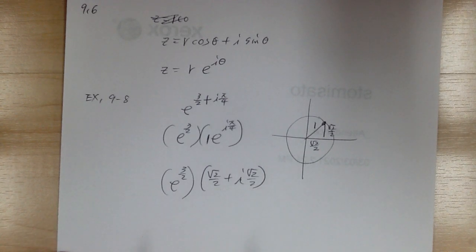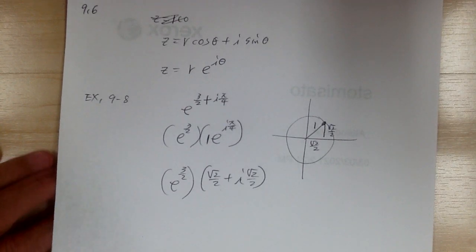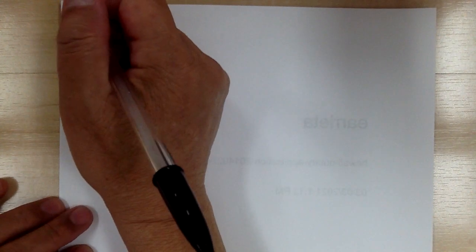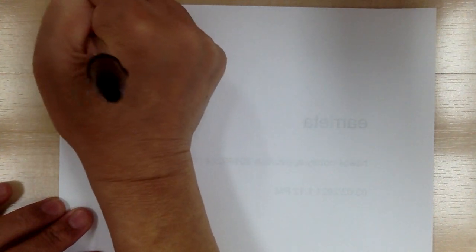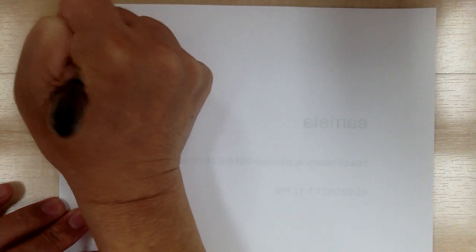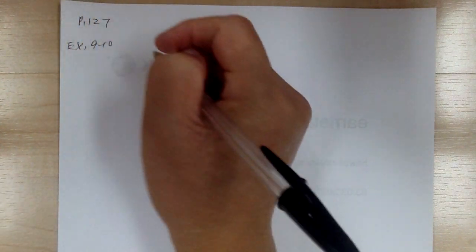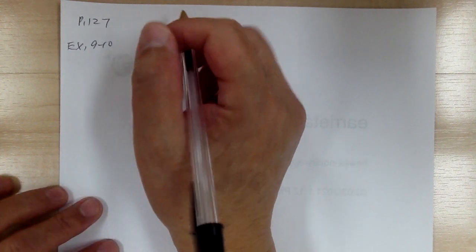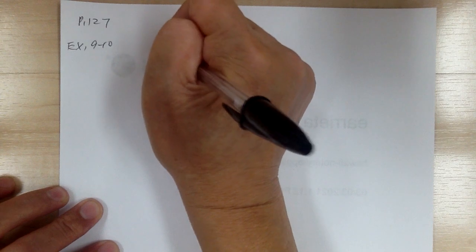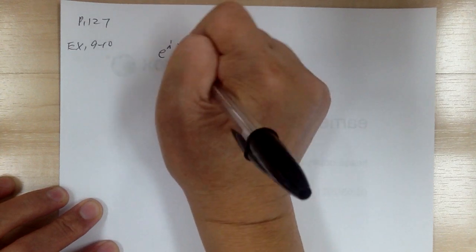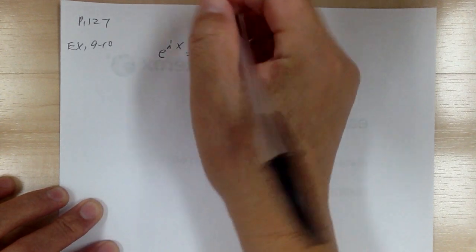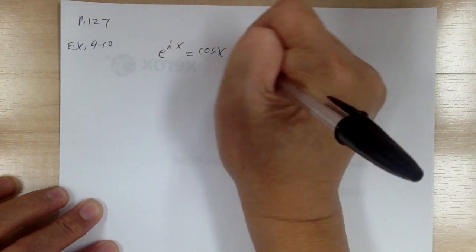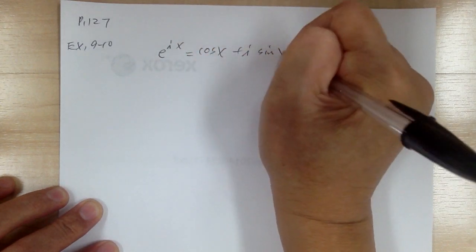Let's go to page 127. In example 9-10, there are two very important equations that can be used to solve some of the problems. So on page 127, example 9-10. You know that e to the i x, because the coefficient is 1, is equal to cosine x plus i sine x.